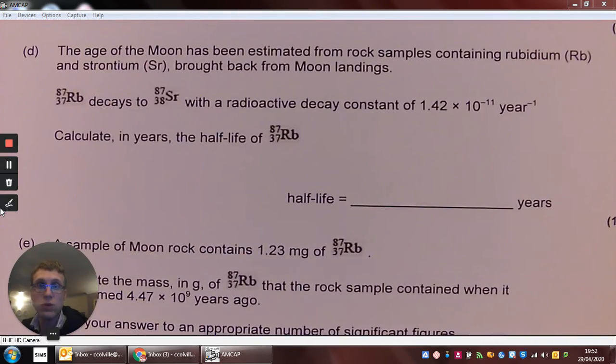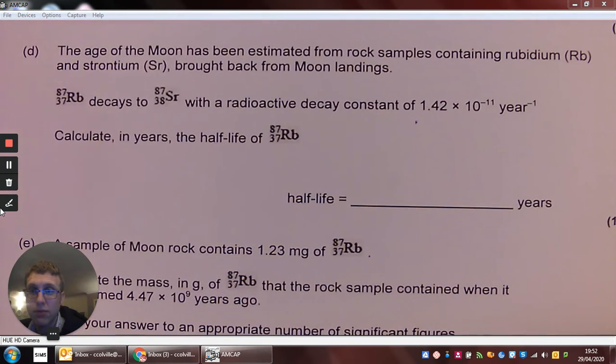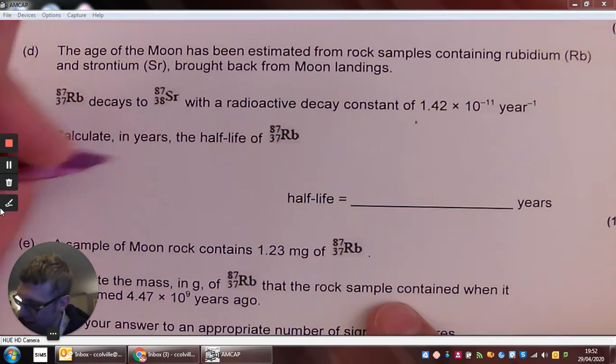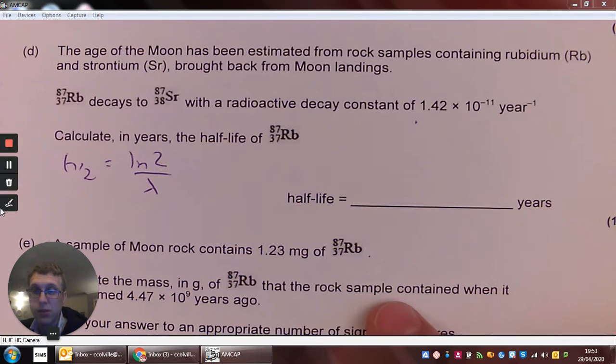The age of the moon is estimated from rock samples containing rubidium and strontium. And what happens is our rubidium decays into strontium, and there's our decay constant. Calculate the half-life in years. It's the same story again. Now this time we're working out the half-life rather than the decay constant, but we're using the same equation, just rearranged. And actually, we can use our same trick.